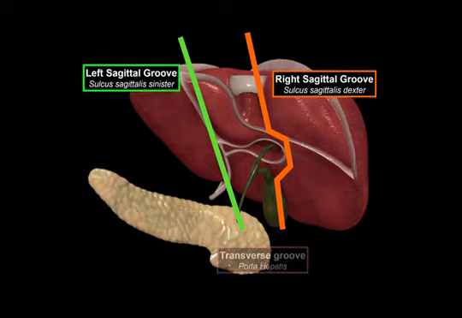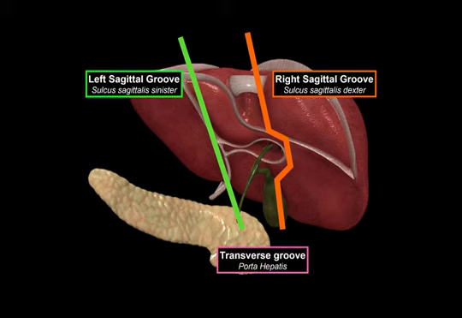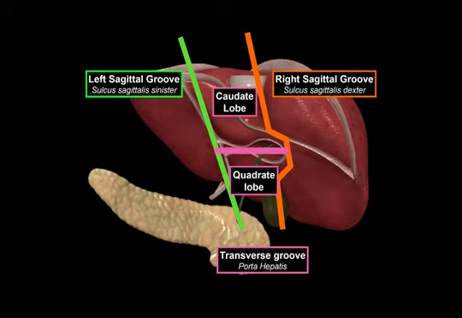And then finally, we can see one more groove called the transverse groove, which is also known as the porta hepatis. Now the porta hepatis is a short depression through which all the neurovascular structures and the hepatic ducts enter or leave the liver. We will talk more about the porta hepatis in a minute, but let's finish looking at the landmarks on the liver first. So the transverse groove goes like this and separates the caudate lobe from the quadrate lobe.